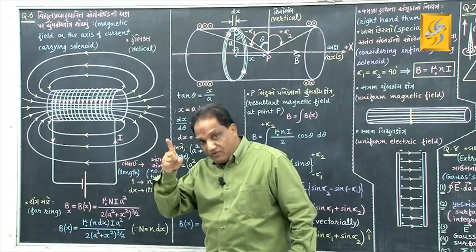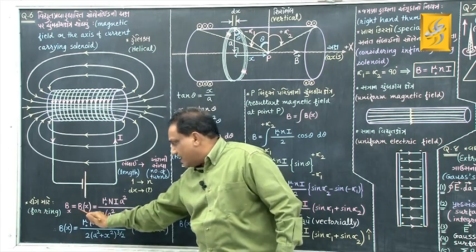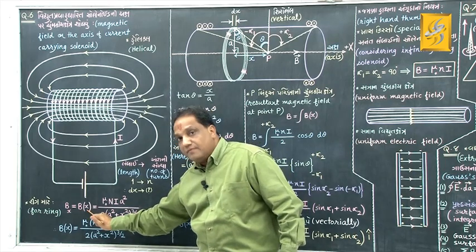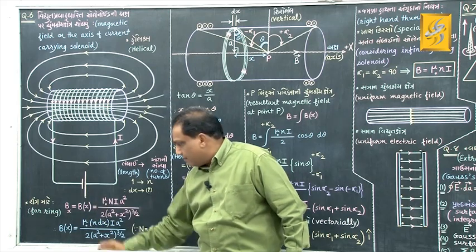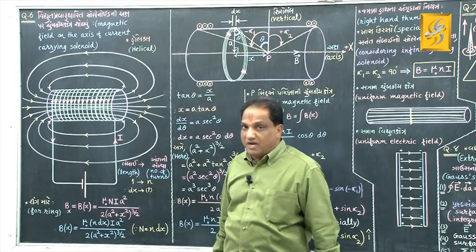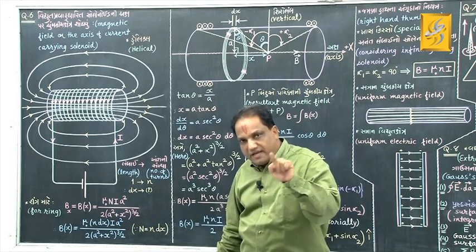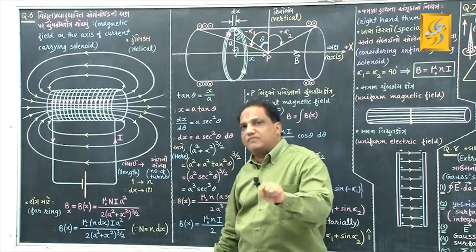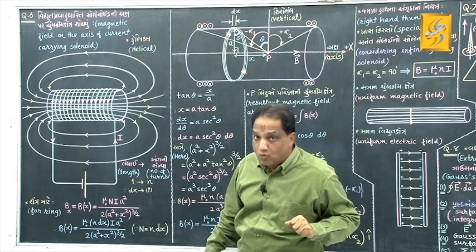My dears, don't get confused. It is not a product of B and x. No, it is not a product. Mathematically, this symbol means B as a function of x. Okay, fine. Now that formula was mu 0 N I a squared upon 2 into (a squared plus x squared) whole raised to 3 by 2.